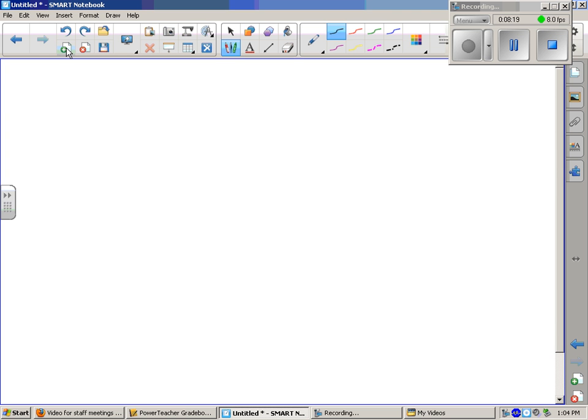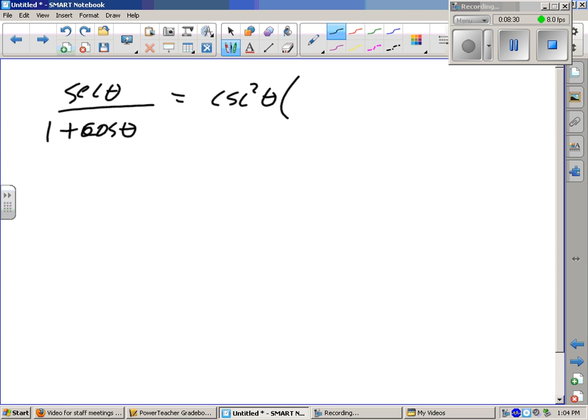I'm going to go to the new page. Here we go. Secant over 1 plus cosine equals cosecant squared times secant minus 1. Okay, so on the left I have a plus in the denominator. I have a fraction, secant over 1 plus cosine, and there's no squares over there. There are squares on the right, but it's got to happen all on one side, so I don't care about the right side right now. It's only the left side that concerns me to be a conjugate.